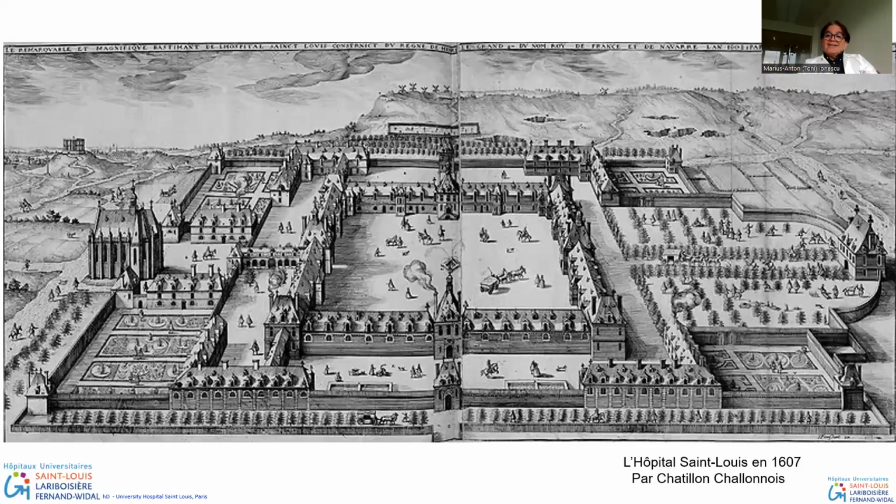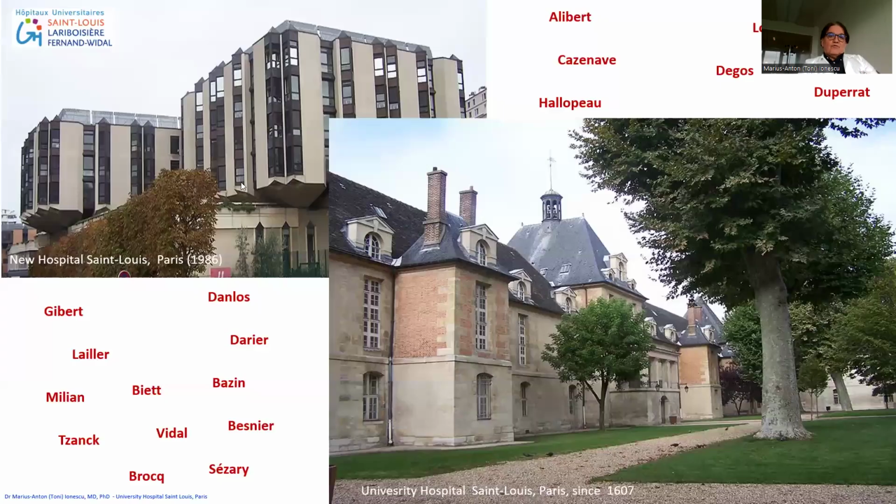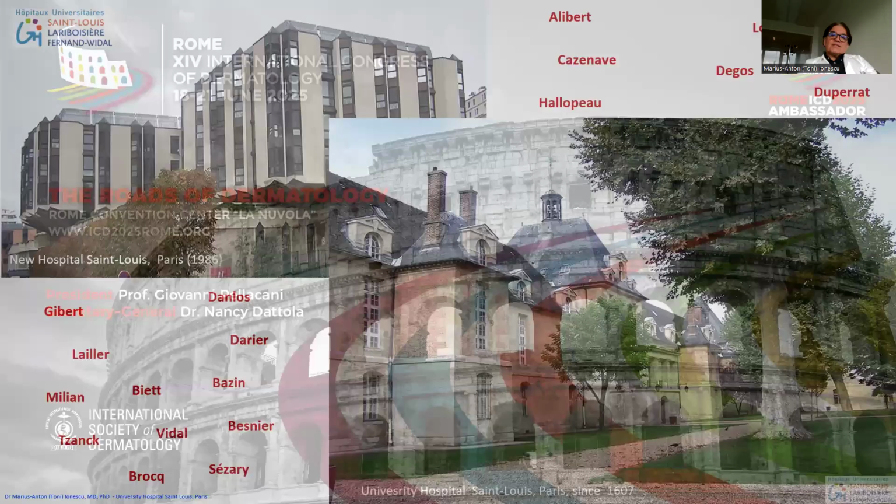This is my hospital in 1607, so over 400 years ago. It's still standing, it's still nice, but we also have a modern hospital. I work here, and here I put some names of diseases that you know very well, but who were in fact the names of dermatologists from St. Louis Hospital in the last centuries.